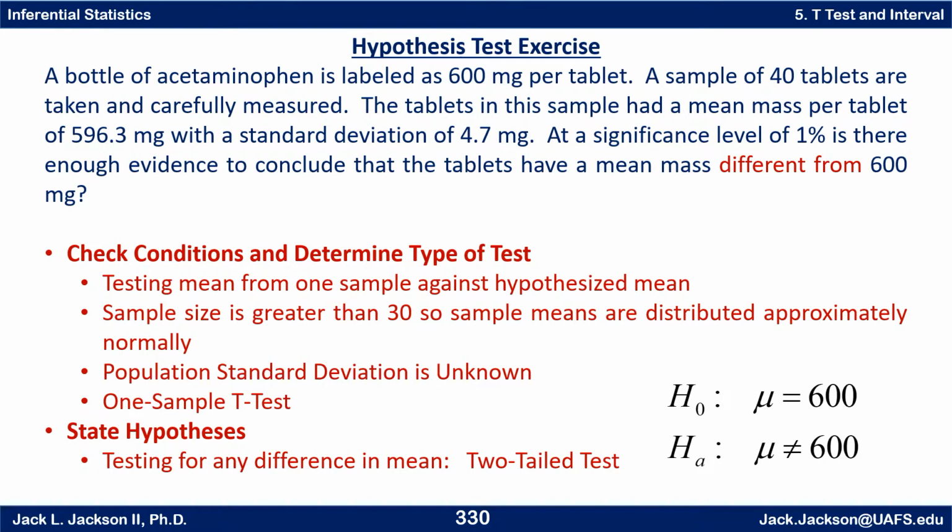So first of all, we check the conditions and determine the type of test, and then state the hypothesis. We're testing for means for one sample against a hypothesized mean, the sample size is greater than 30, so sample means are distributed approximately normally. The population standard deviation is unknown. This is a one sample t-test. We're testing for any difference in means, so that makes it a two-tailed test. So the null hypothesis is mu equals 600, and the alternative is mu is not equal to 600.